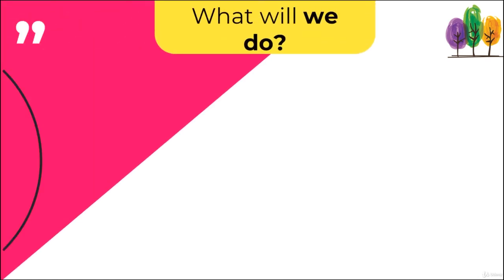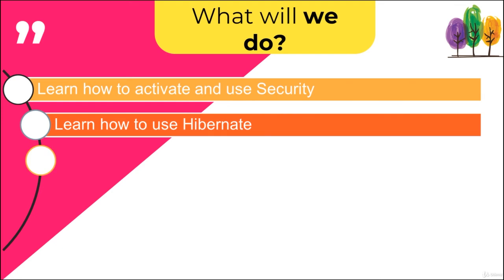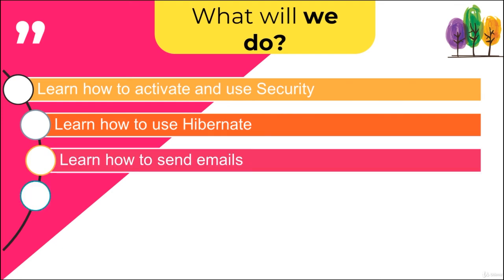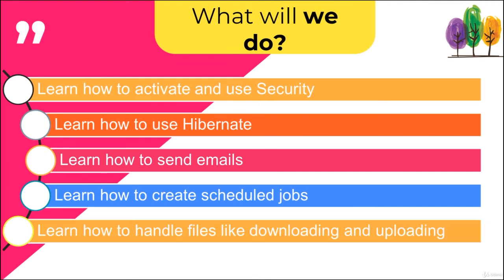We will learn how to activate security in Spring Boot, see basic and form-based authentication policies, and then also we'll have a look at managing user data in the database. We will learn how to use Hibernate in Spring Boot. We will activate Hibernate, create POJOs, and convert them into entities and learn some basic queries.